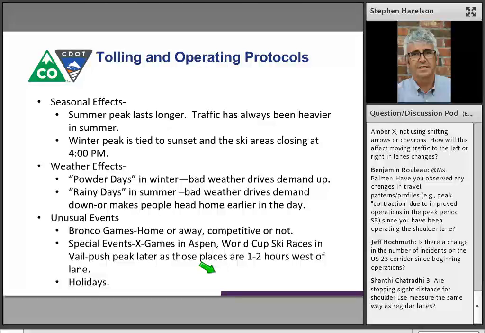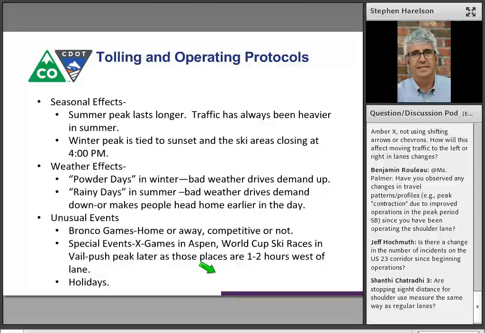The other thing that's kind of counterintuitive, in the wintertime, bad weather, in Colorado we call those powder days. People like to go skiing in the fresh powder. So if we have a snowy day, we tend to get more traffic in the mountains. And the opposite is true in the summer. If we get rainy days, people either don't go to the mountains or people leave early. We often get afternoon thunderstorms in Colorado, so sometimes people will stay until 11 or 12 on Sunday and then head home before the thunderstorms hit in the afternoon.